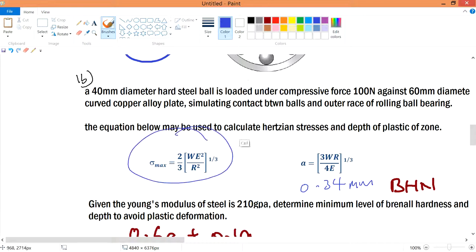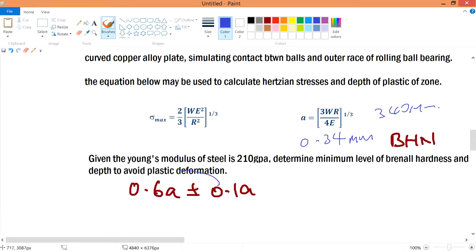But over here, definitely something is wrong. So this thing over here is 0.34 mm already, which is 340 micrometer. Okay, so if you remember the 0.6a comes already, to avoid plastic deformations.